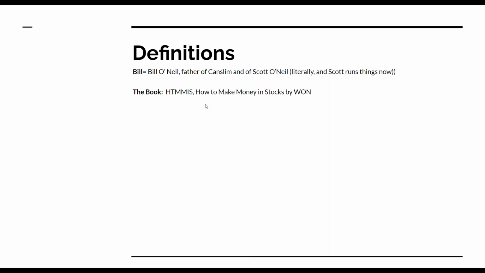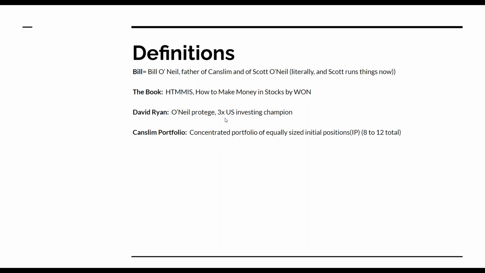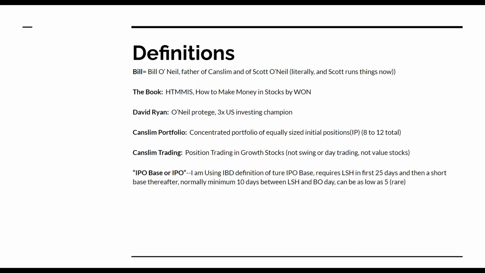The book, How to Make Money in Stocks, is the main one that we looked at earlier. David Ryan, if I talk about him, he was an O'Neill protege, 3-time U.S. investing champion. A Canslim portfolio is a concentrated portfolio of equally sized initial positions, normally between 8 and 12. Canslim trading is position trading and growth stocks. It's not swing trading, it is not day trading, it is not trading value stocks.